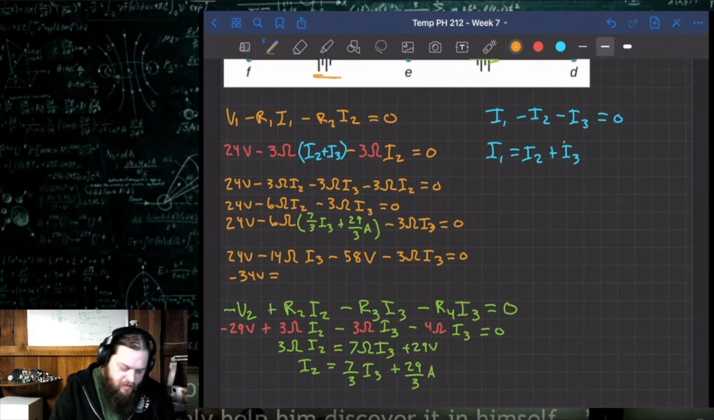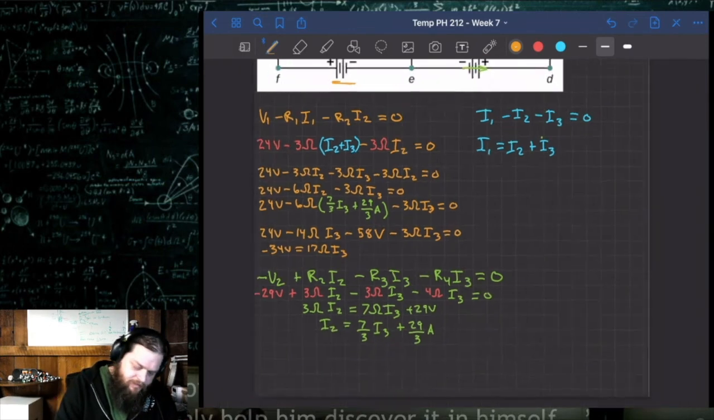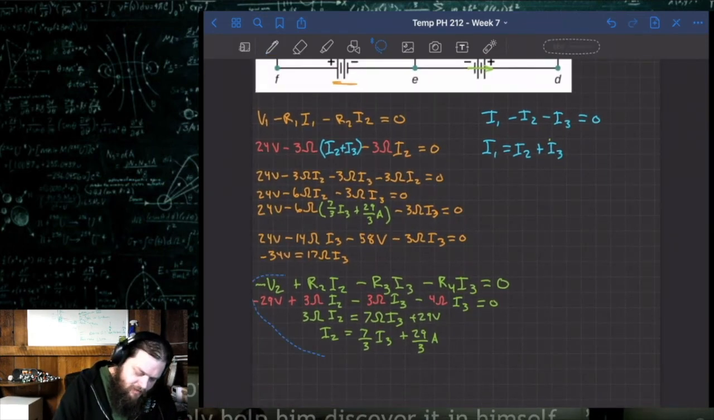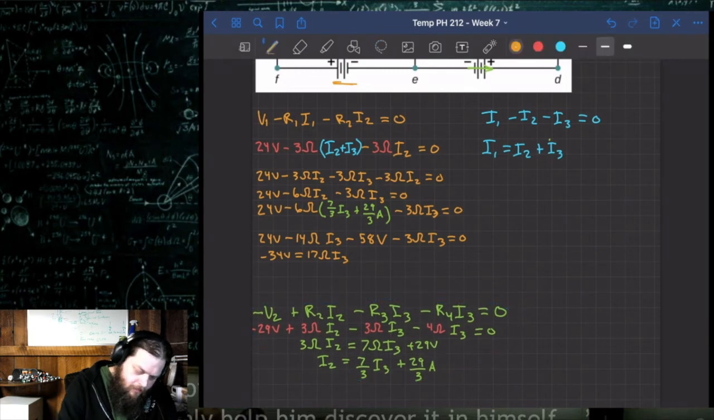I'm going to move everything else to the other side, so that's going to be a positive 14 plus 3 ohms I3. All right, so 14 plus 3 is 17 ohms I3. And then we can divide by that 17 ohms, which is one of the last steps we need to do. So negative 34 divided by 17 is just negative 2. And then volts divided by resistance, or ohms, is going to give us amps, is equal to I3. So there's our current for I3, which is a negative current.